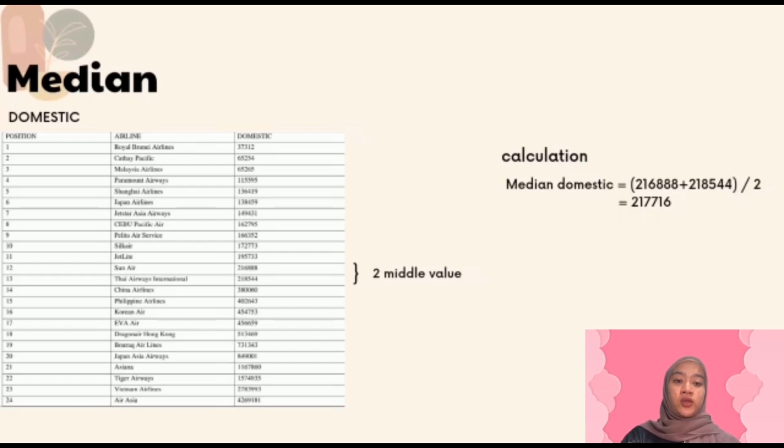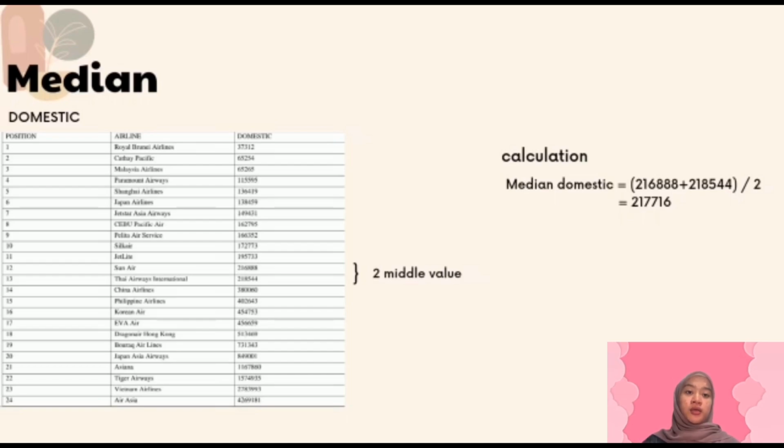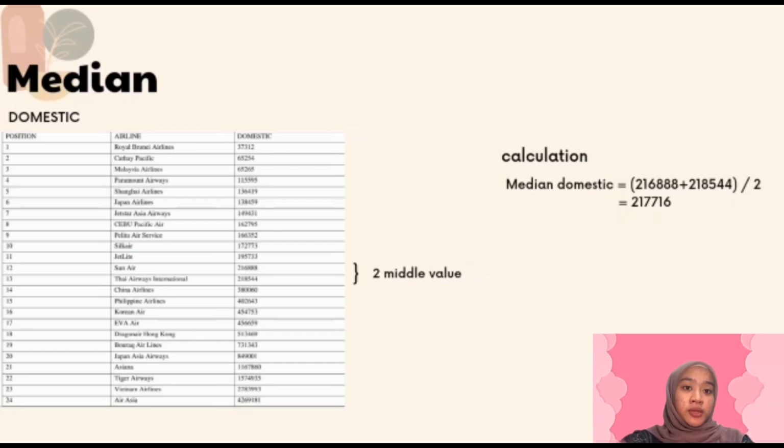The median is the middle value in a dataset. To get the median, I have rearranged the domestic passenger data and the international passenger data in order from the smallest value to the largest value. For the domestic passenger data, there are 2 values in the middle. For this situation, we need to add both values and divide by 2 to get the specific median. So the answer is 217,716.